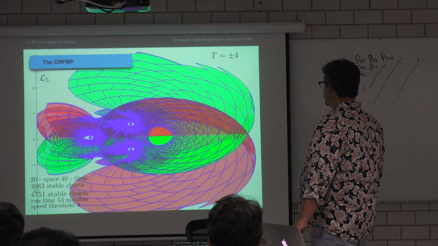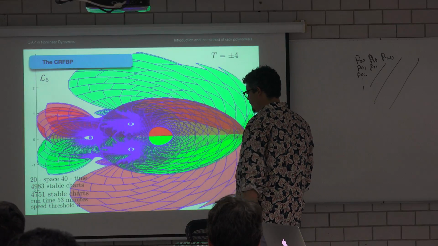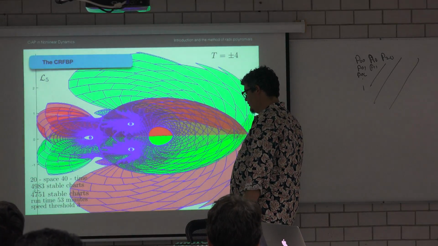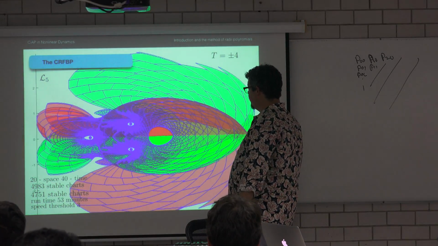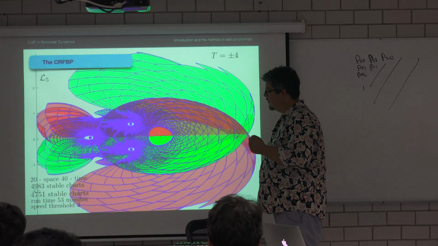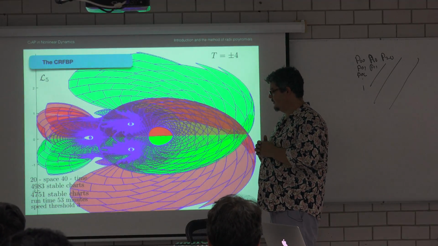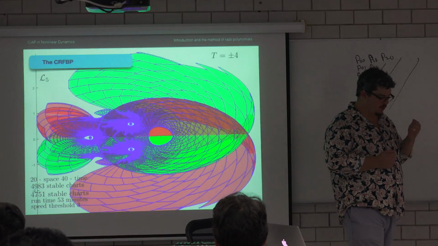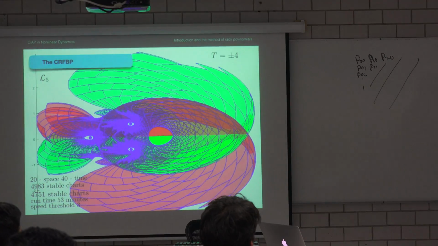So plus or minus 0.4, and you have about 5,000 charts for each atlas. This also took about an hour. Okay, so these are cool pictures, I think, but you'd like to now go inside and mine this data. So you have thousands and thousands of charts representing this manifold.